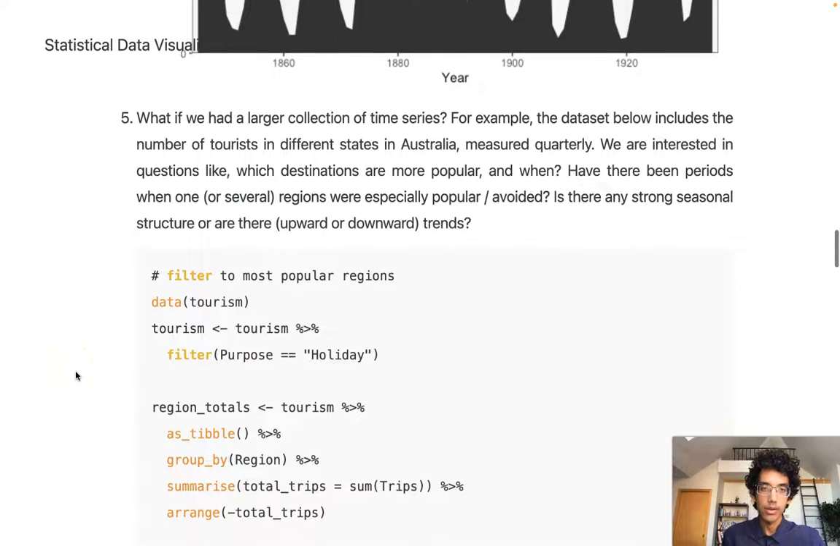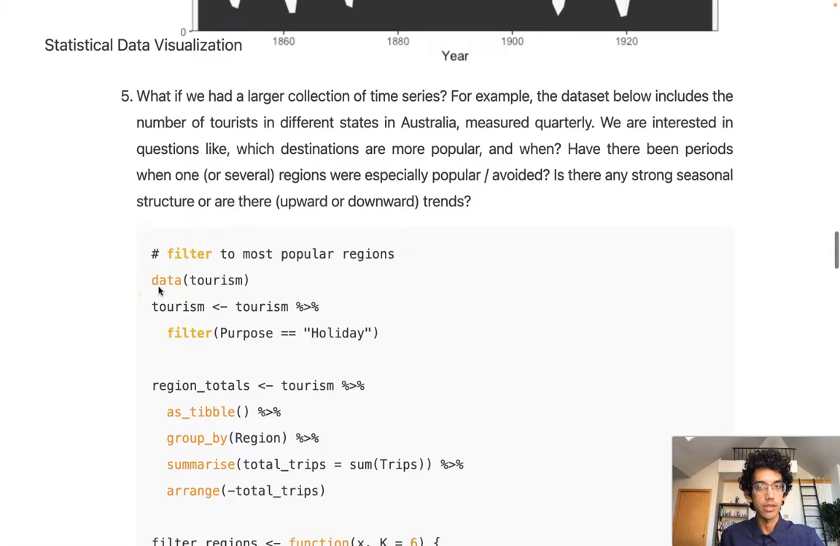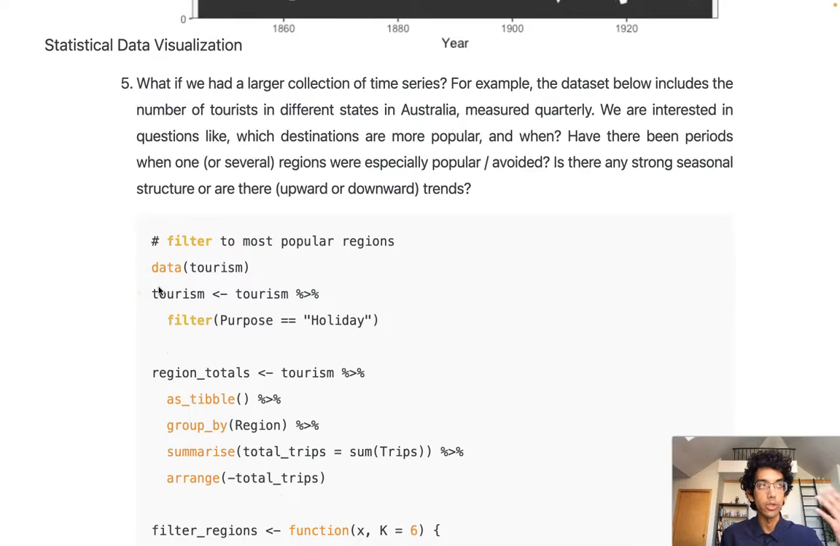Now, if you have a larger collection of time series, things get a little bit more complicated. Here I'm getting a data set that's the total amount of tourism to different states in Australia, measured every couple months. You want to start saying things like, are there any large trends? Is there any important seasonality? Which regions are more popular than others?